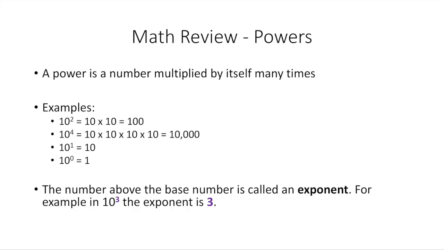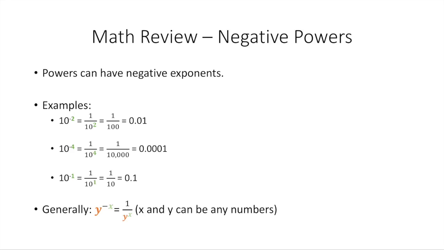So that's very simple. In all of these powers, 10 power 2, 10 power 4, 10 is the base number. The number above the base number is called an exponent. For example, in 10 power 3, the exponent is 3. Simple. Okay, that's just a name for it. Exponent. Now, in mathematics, powers can have negative exponents.